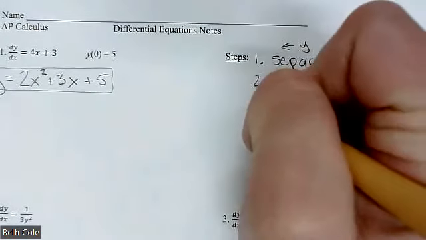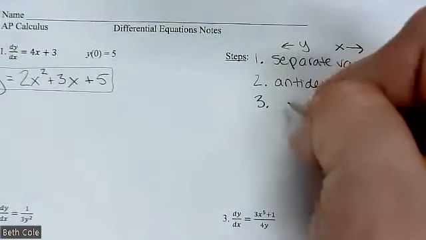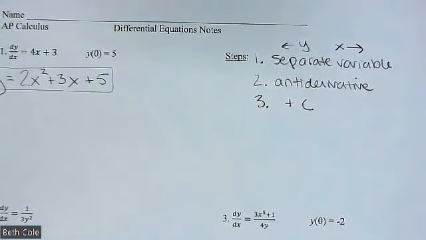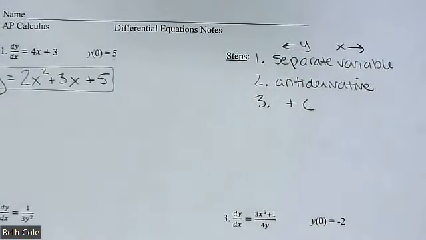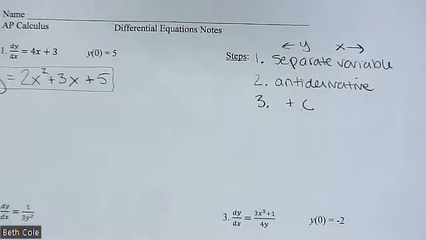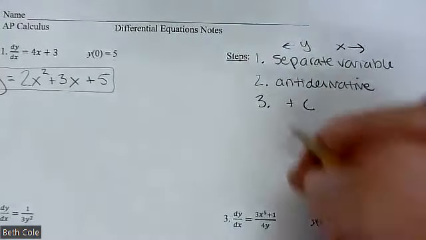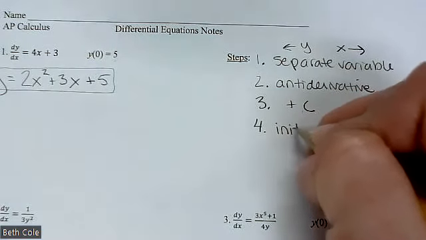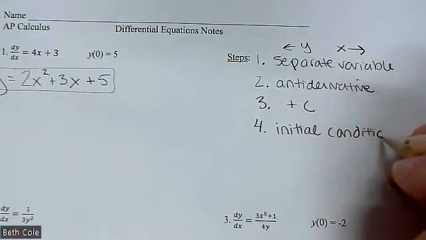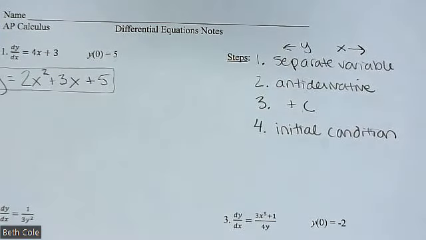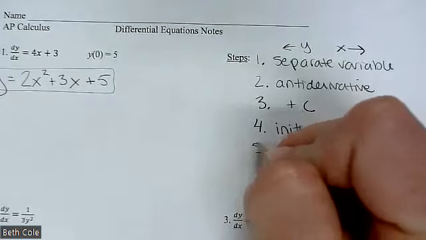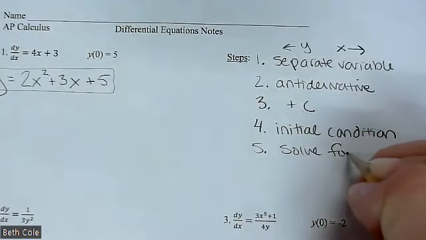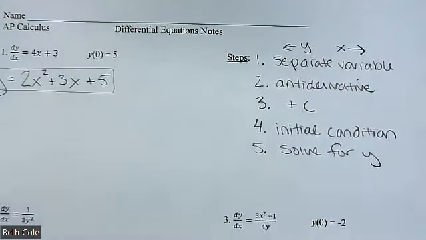I make this next part its own step because it's so important. You have to put a plus C. Technically, that should be part of this step. Like when you take an antiderivative, you put plus C, but it's so important that I make it its own step. Put a plus C. If there is an initial condition, this is where you would use it. If there's not, just skip that step. So if you're given an initial condition, that's where you would plug it in. If not, then just don't. And then your last step is solve for y. Your final answer should be y equals whatever.